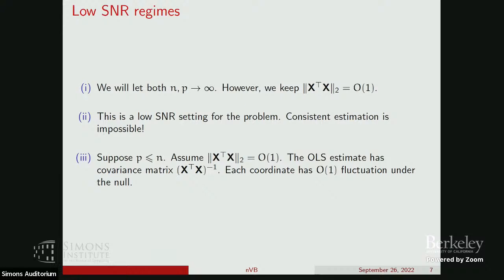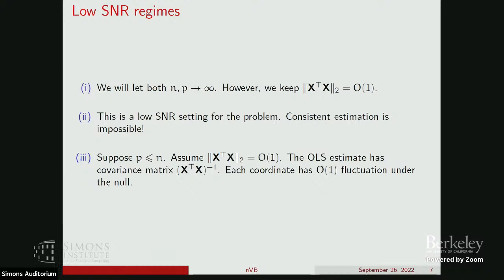To think of what regime I'm interested in, you can imagine a setting where your sample covariance matrix has order 1 operator norm. That's one example to think of. I'll weaken this assumption eventually, but this is a good starting point.